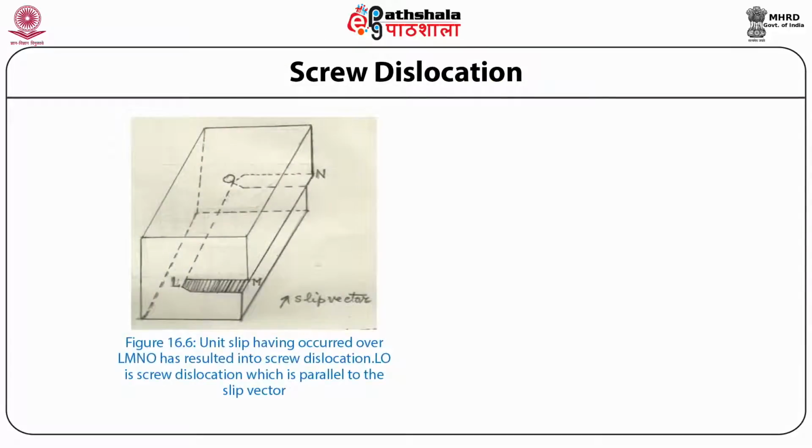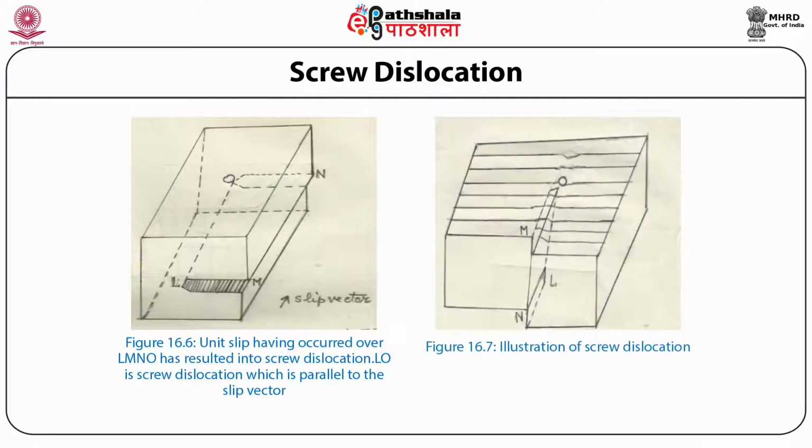Figure 16.6 shows unit slip having occurred over L, M and O, which has resulted in screw dislocation. LO is screw dislocation which is parallel to the slip vector. Figure 16.7 is the illustration of screw dislocation viewed in a different way.